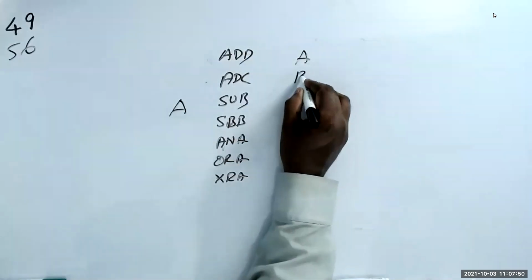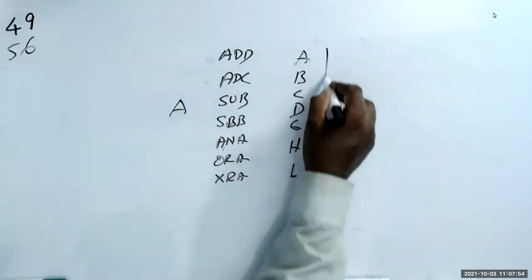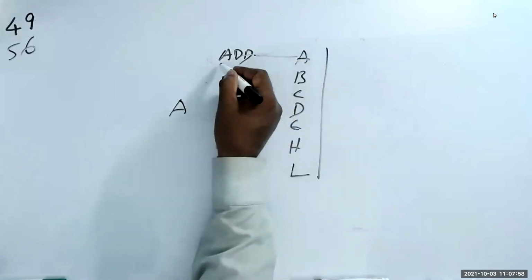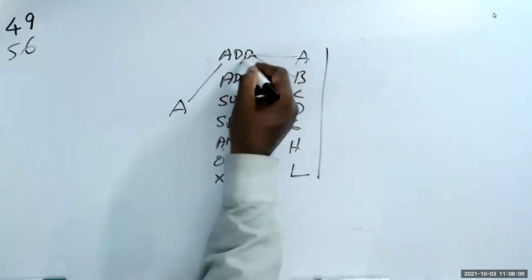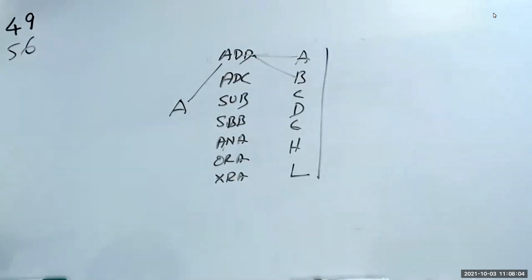A, B, C, D, E, H, L. You have about 7. You can do all these operations. See, A, B, A. All the combinations are possible. The only thing is you have to try it out.